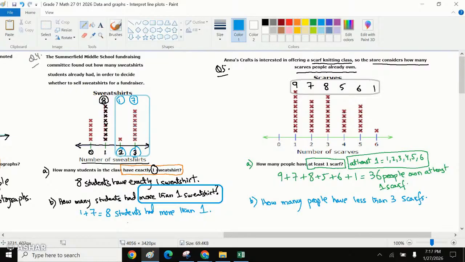Michael, it's not 31, it's 36. When we add all these numbers together, it comes out to be 36.